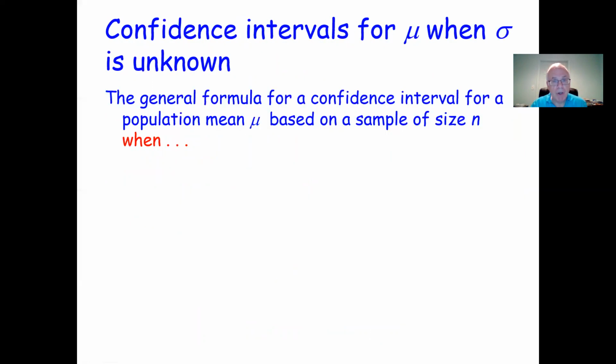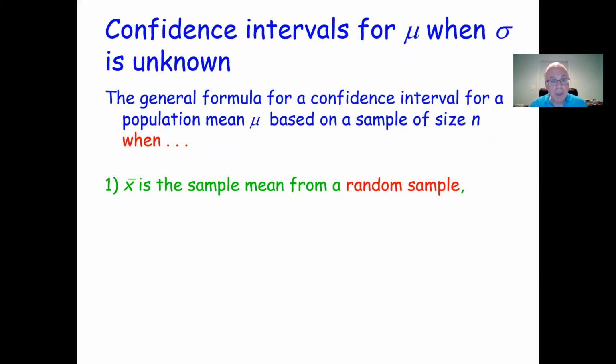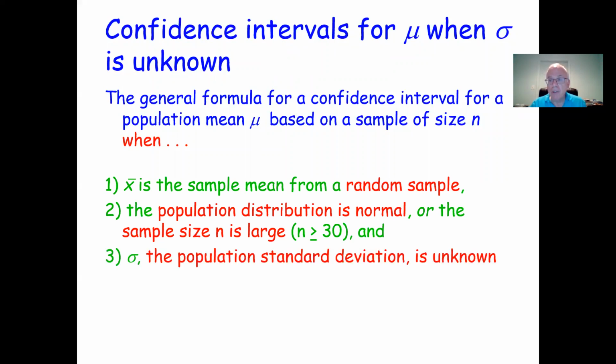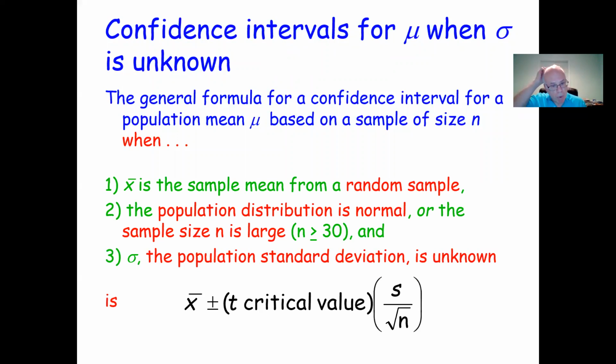Here's the general formula for confidence intervals for a situation when we want to estimate the population mean, but sigma, the population standard deviation, is unknown. This is typically the case. So what are the criteria? X bar comes from a random sample. Once again, we use the central limit theorem. If we know the population is normal, the sampling distribution is automatically normal, but if we know nothing about the population, then n, the sample size, has to be at least 30. Sigma is unknown in this case, and we're going to use this formula now.